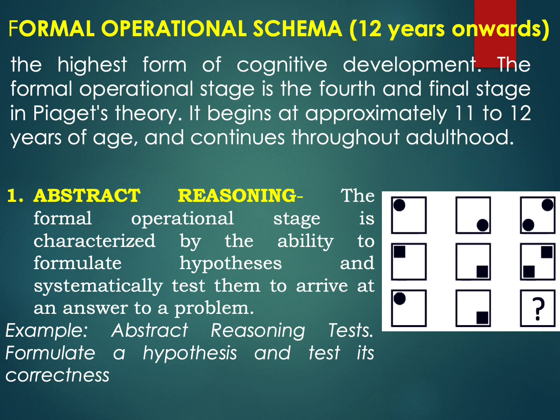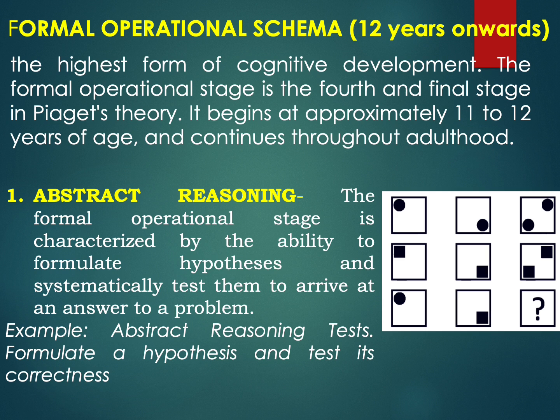At ano yung mga cognitive skills na naa-attain nyo when you are already in this stage? You have the abstract reasoning. It is the formal operational stage which is characterized by the ability to formulate hypotheses and then systematically test them to arrive at an answer to a problem.